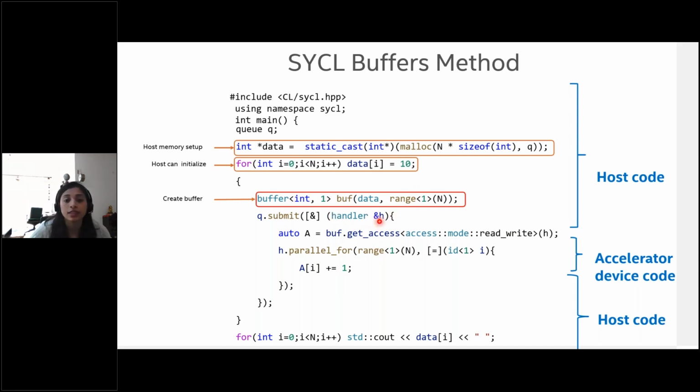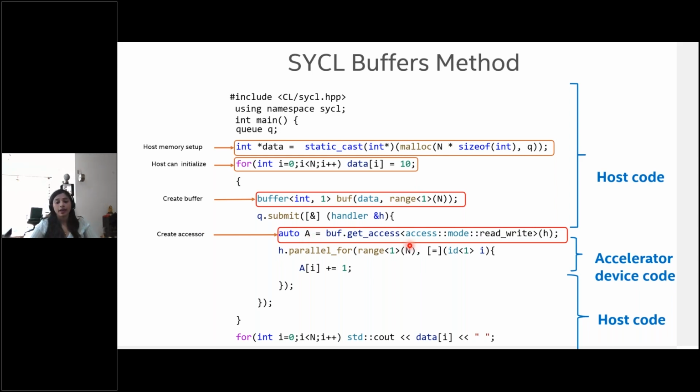After creating a command group handler, we need to create an accessor. This is how we create an accessor. What is an accessor? An accessor is providing the rules, as I was mentioning, on how you can access the buffer. You can see here we have mentioned we can access the buffer in read-write mode. That means you can read from the buffer and you can write to the buffer as well.